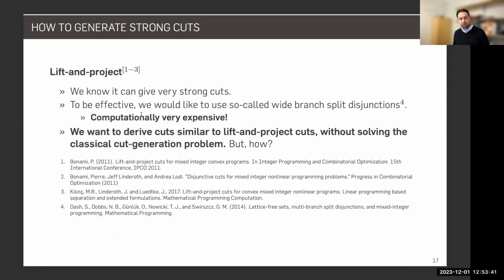So what we want to do is derive cuts that are similar to lift and project cuts, but without solving the classical cut generation problem. Okay, that's a very nice idea, but how can we do so? And this remains an open question, but I will suggest one approach towards achieving something similar.